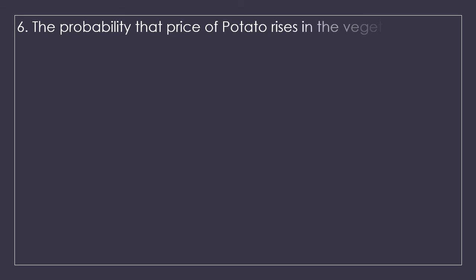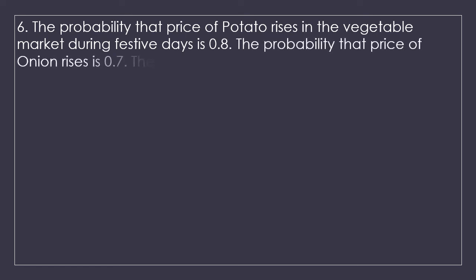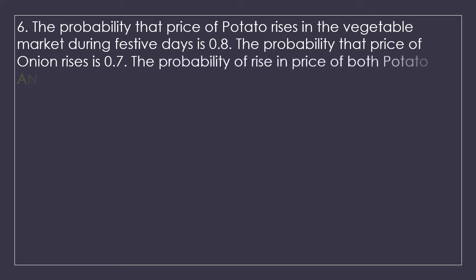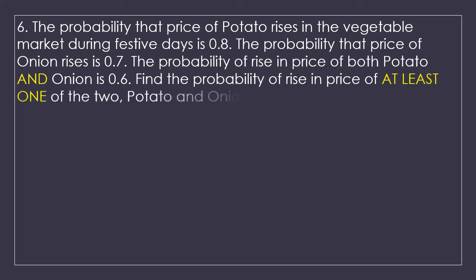Moving on to the last question of today's tutorial, the remaining questions I am going to do in the remaining videos. The probability that price of potato rises during festive days in the vegetable market is 0.8. So probability is directly given. The probability that price of onions rise is 0.7. The probability of rise in price of both potato and onions is 0.6. Find the probability of rise in price of at least one of the two, potato and onion.